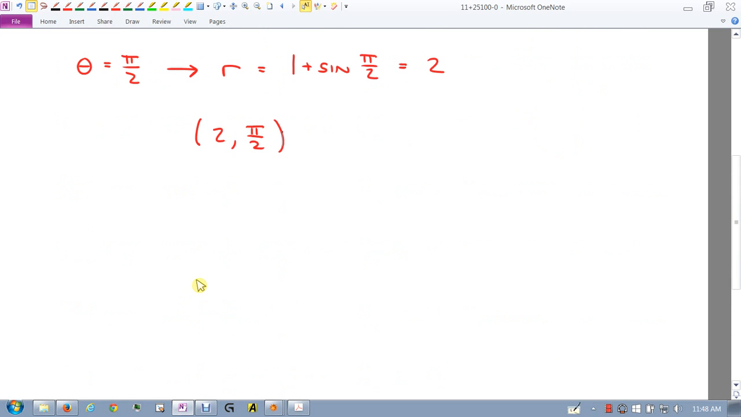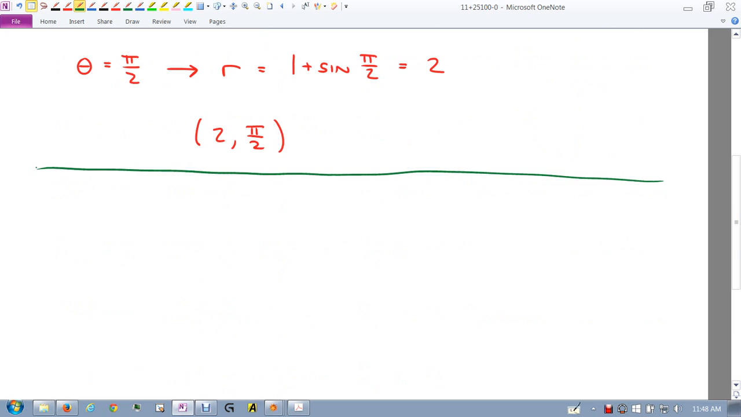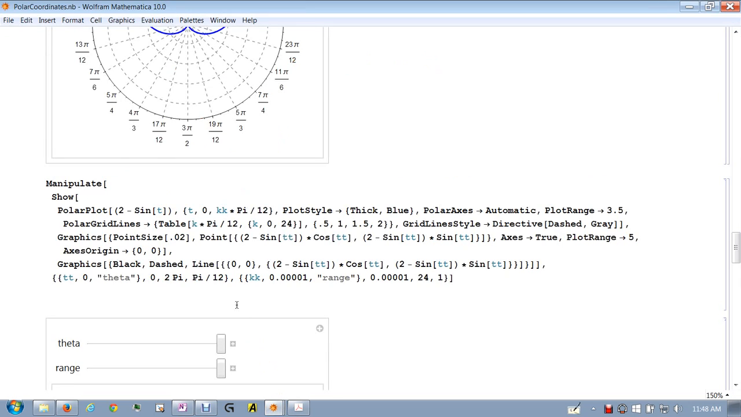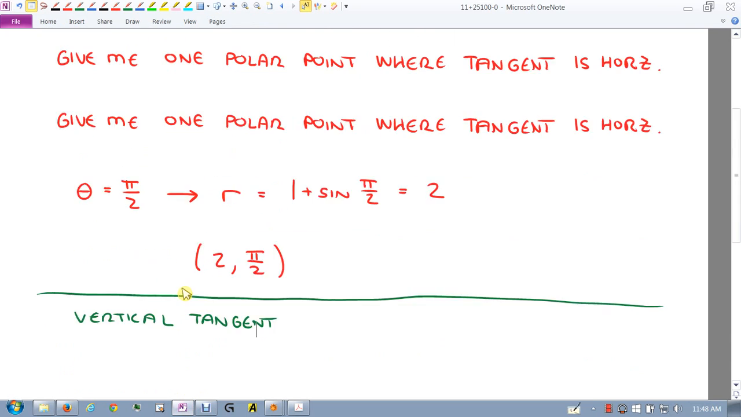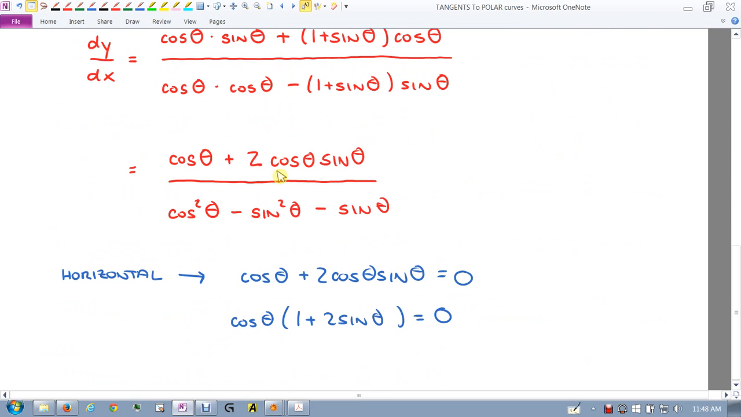All right, what about vertical? Where do we have vertical tangent lines? Well, that's where we're going to have some division by 0, right? Vertical tangent. Does it look like from our picture that we're going to have it? Yeah, it looks like right here at this little cusp where they come together. That would be a vertical tangent in there, it looks like. Let's see. We have to set the denominator equal to 0, which was this one. Set that to 0: cosine squared minus sine squared minus sine.